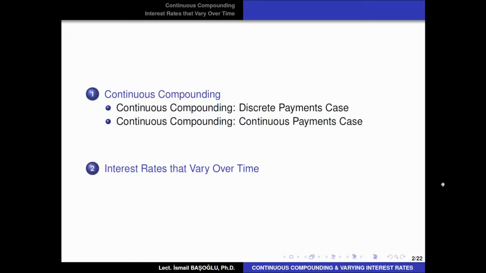So the outline is as follows. We are going to learn about continuous compounding. And of course, under continuous compounding, the payments are going to be assumed discrete again. So even though the compounding will occur continuously, the payments in a cash flow diagram are going to occur at discrete, separate time points, such as monthly payments or weekly payments. However, it is also possible to observe continuous payments as well.